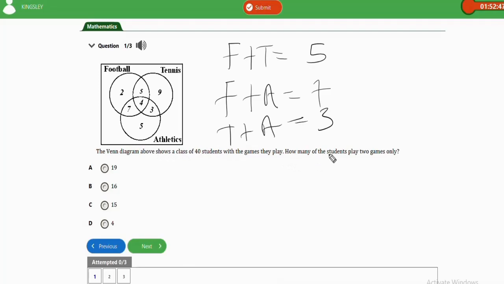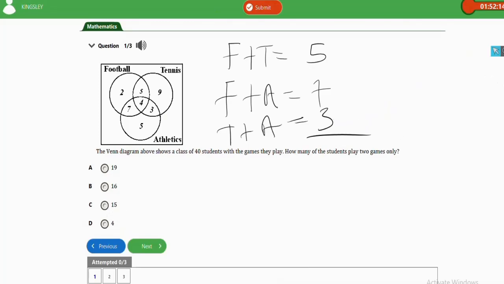It says how many of the students play 2 games only. So we have gotten the number of students that are playing 2 games only from the Venn diagram. Let's sum this. So we have 5 plus 3 to be 8. 8 plus 7 will give you 15. So we have the correct option for this question to be what? Option C, 15. So it's as simple as this. Let's wipe this now and solve the next repeated question.